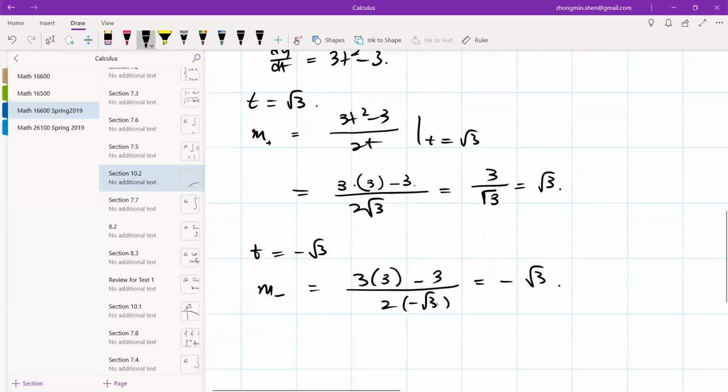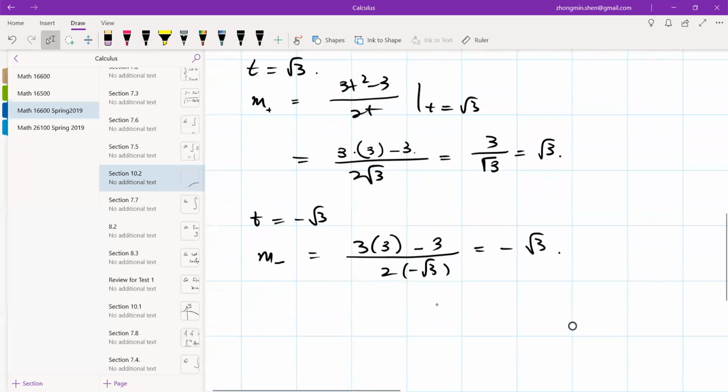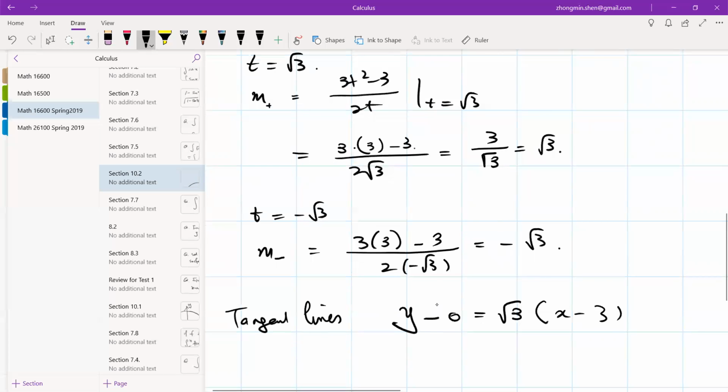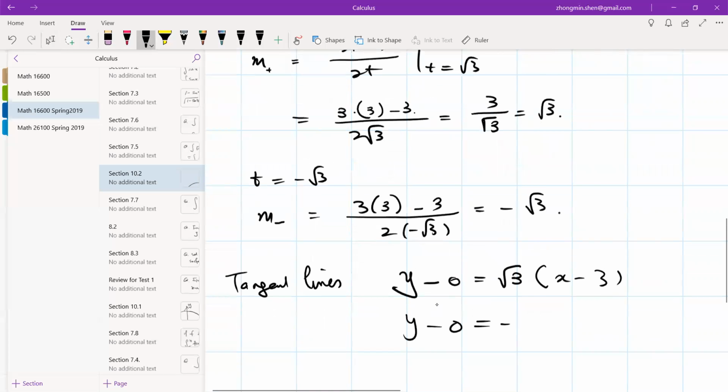All right. So you got 2 slopes, positive and negative. So you get 2 tangent lines. The first one is y minus 0 equals positive square root of 3 times (x minus 3). The second one is y minus 0 equals negative square root of 3 times (x minus 3). So you get 2 tangent lines to this particular curve.